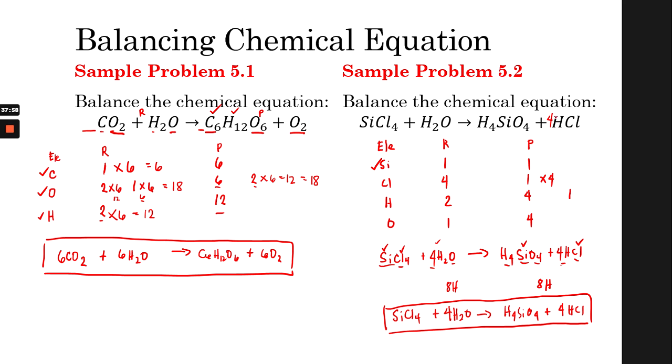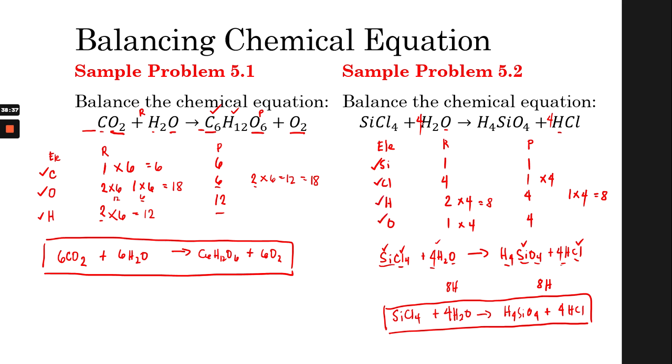Since I write 4 there, my H will also get affected, so this becomes times 4. In the end, I have 8 hydrogen, and I only have 2 hydrogens here. So it means I need to at least multiply this by 4. Adding 4 there will give me 8 hydrogen. And since I added 4 there, my oxygen is also multiplied by 4. And that checks out with my oxygen.